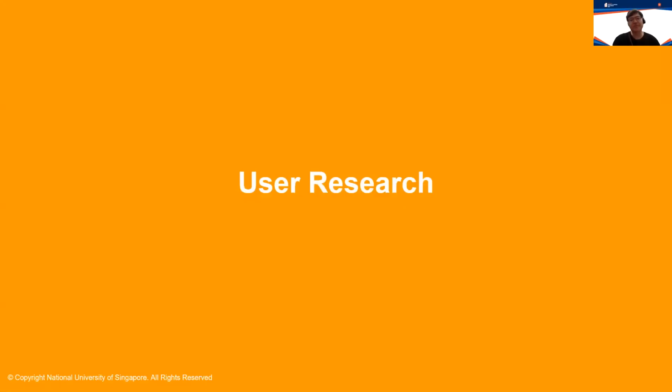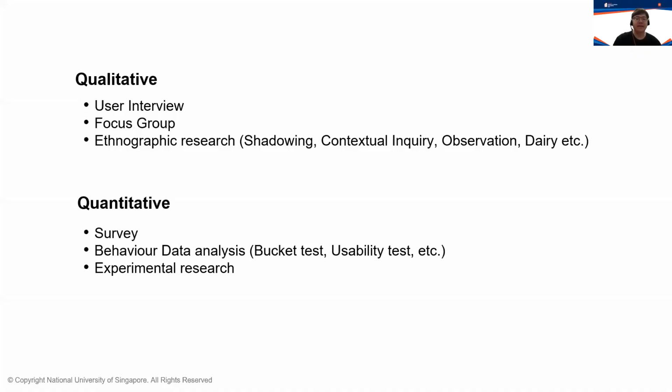So let's start from the user research side. When we talk about user research on digital products, usually for the user research team, most of the time we do these two types of research methods. One is what we call qualitative methods, and the other one is quantitative methods. Qualitative methods, probably most of us know, involve doing user interviews, right?